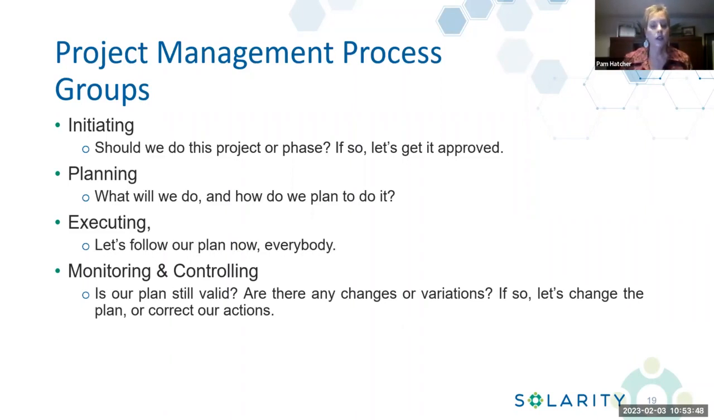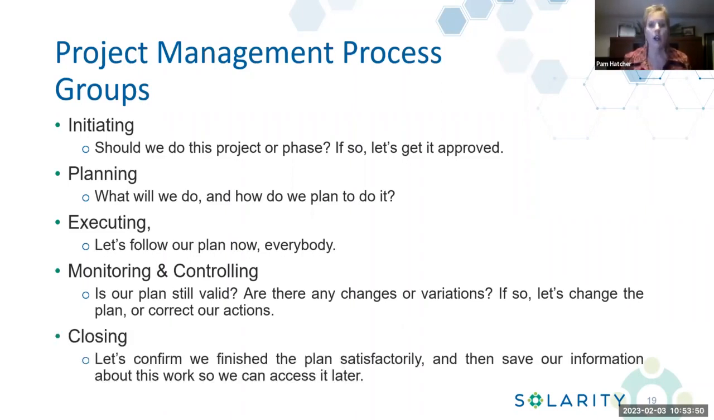And then closing, which is the last one, is just, all right, the project has ended. Everything has been done. The information needs to be saved. You need to make sure that you can access it later. Again, this is the framework from a process group standpoint within a project.